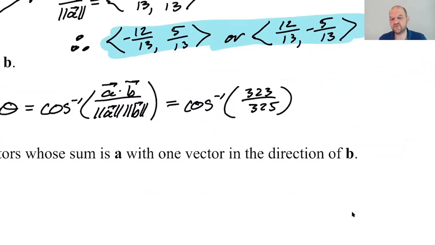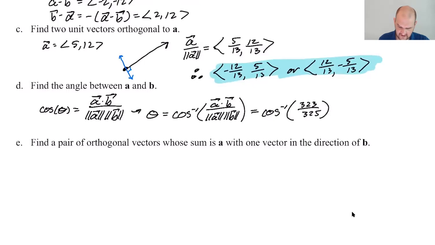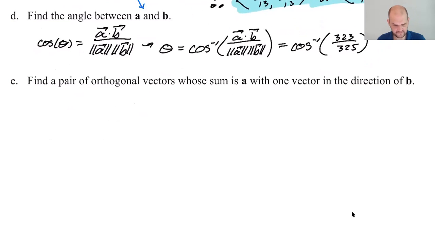323 over 325 is really close to 1, which means it's really close to the inverse cosine of 1, which means the angle between them is almost nothing. The inverse cosine of 1 is 0, so this is really close to 0, but not quite 0. Again, I will check that on the calculator.